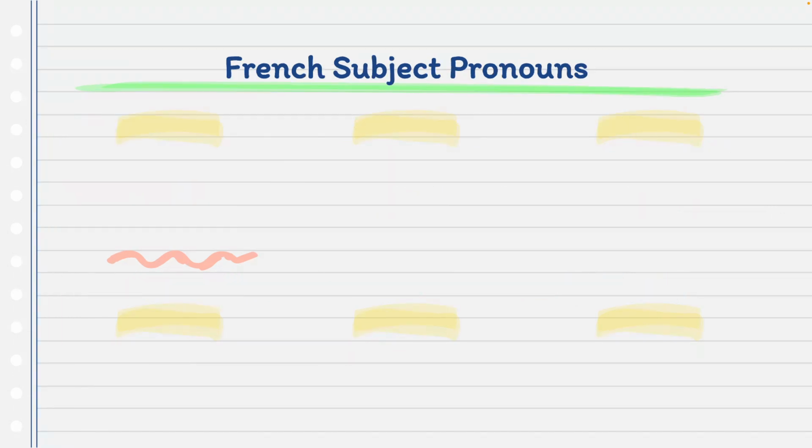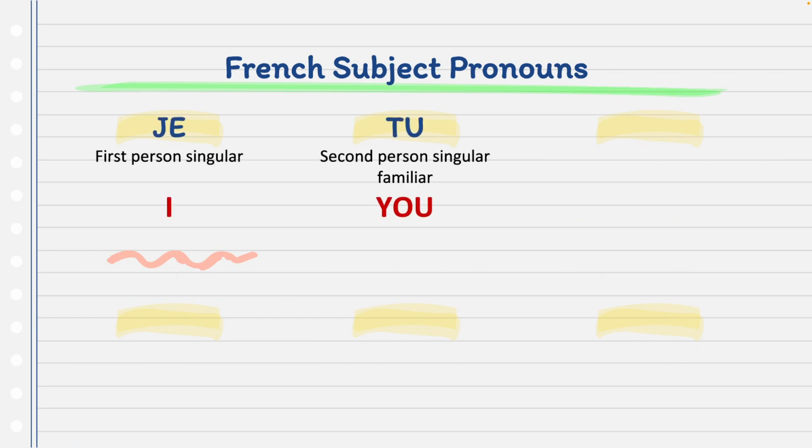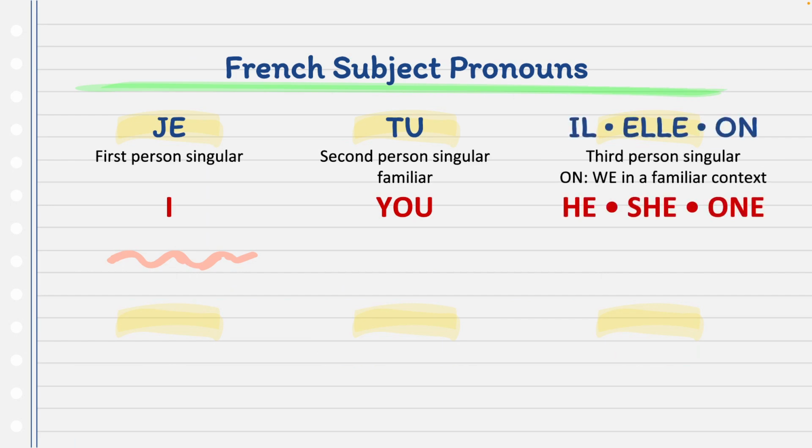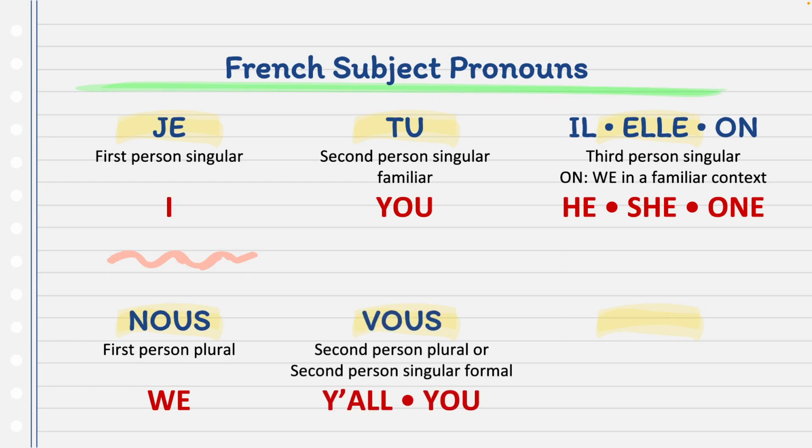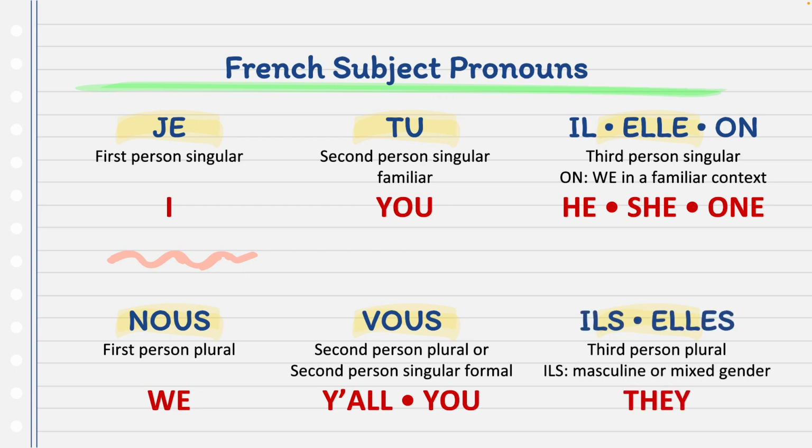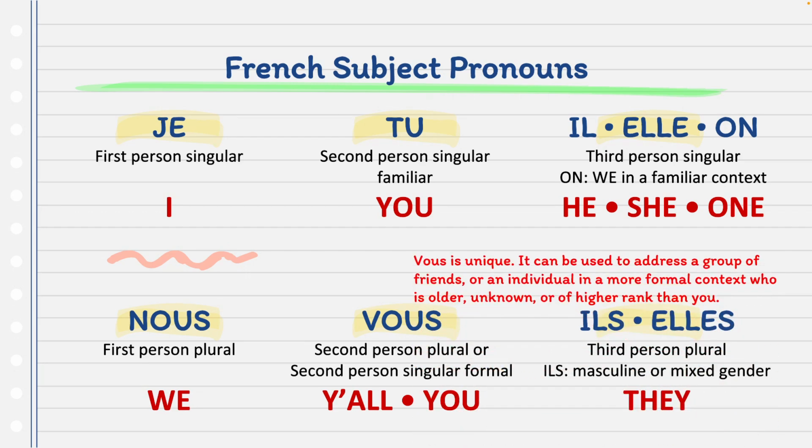Now in French, our subject pronouns are going to be je for I, tu for you, il for he, elle for she, on for one. Nous for we, vous for you or y'all, ils and elles for they. Okay? Now, vous is rather unique. See, vous can be second person plural, or it can be second person singular formal.